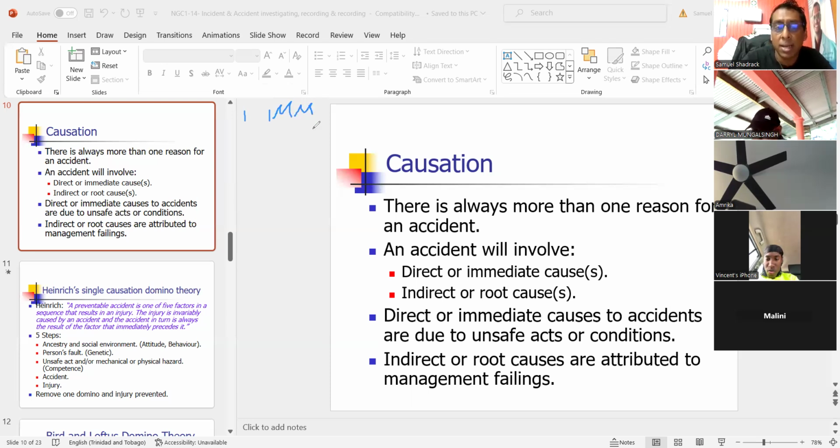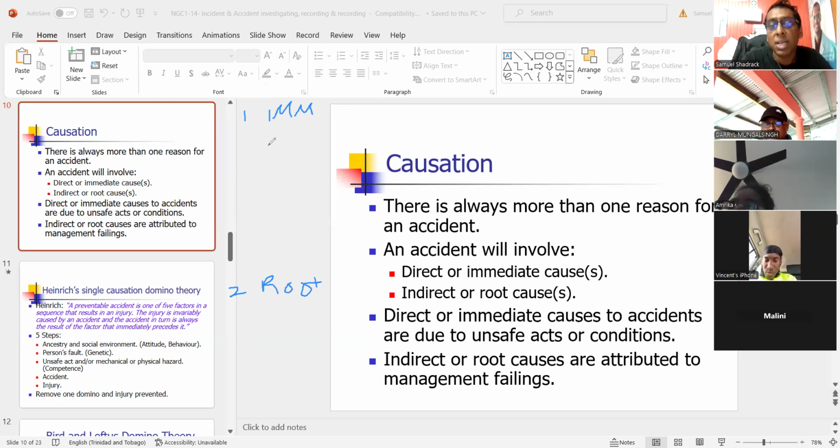10 marks. And next question, right? I put it down here. What are the root causes of the accident? So how do you know what is immediate? How do you know what is root? What is right on this slide? Thank God for that, right?